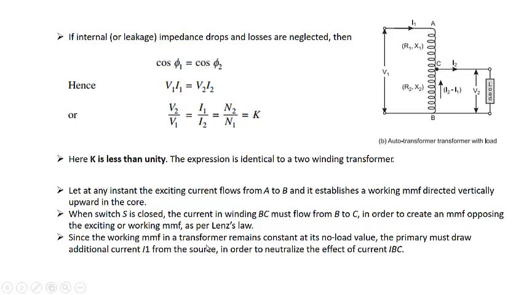Since the working MMF in a transformer remains constant at its no load value, the primary must draw the additional current I1 from the source in order to neutralize the effect of the current IBC. The flux will now reduce due to the current flowing in the secondary, but the flux in this winding should remain constant because we are supplying the transformer with constant voltage and frequency. So to balance that, it will draw more current from the primary so that the net flux remains constant, because when the current is increased, this MMF, that is N1 and I1, will also increase.